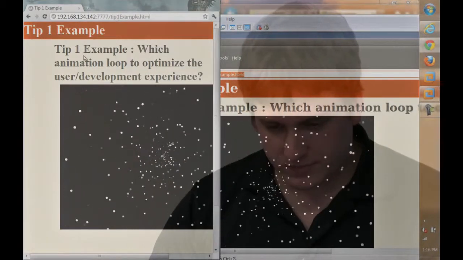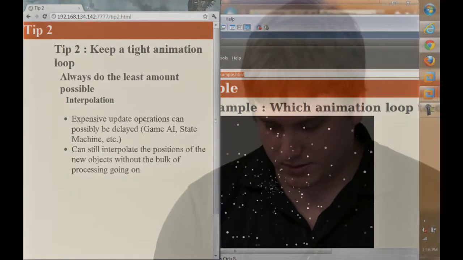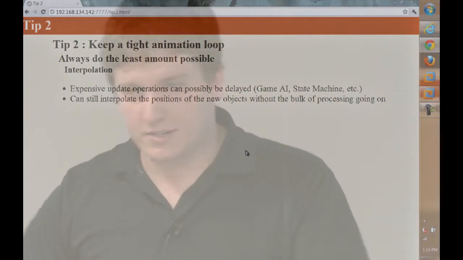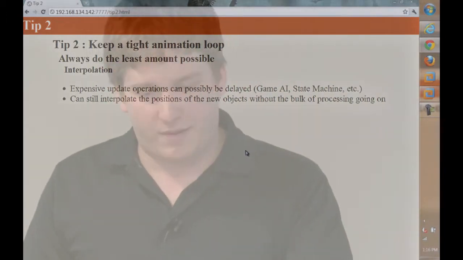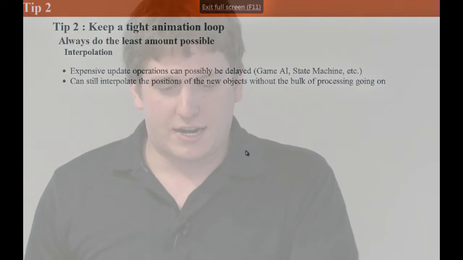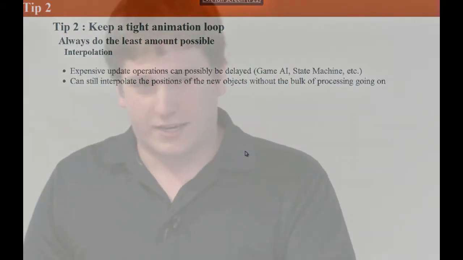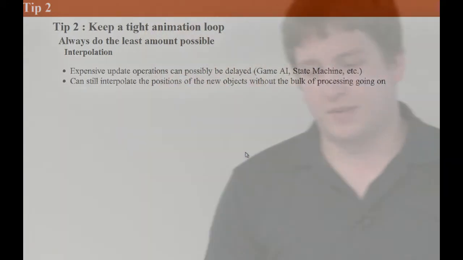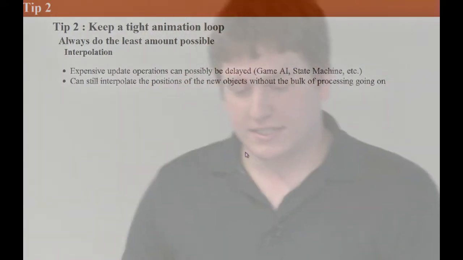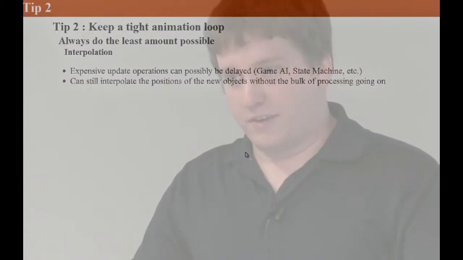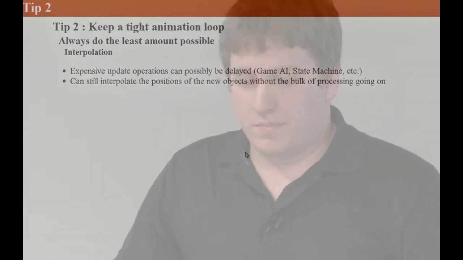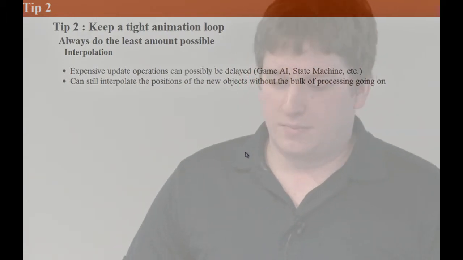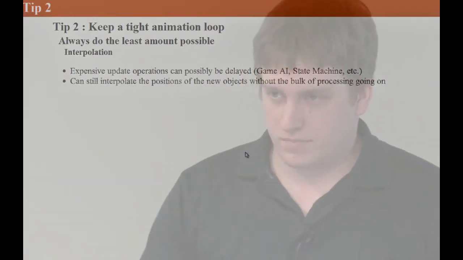Okay, let's move along in Chrome out here. So tip two: always do the least amount possible. As software developers, we always try to do the least amount possible to make our entire application work, and if we're doing extra work, we don't need that code. So expensive update operations can possibly be delayed. Instead of updating your AI in your game every time the animation loop happens, you can try to update maybe every quarter of a second.